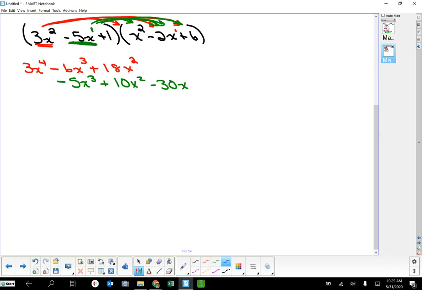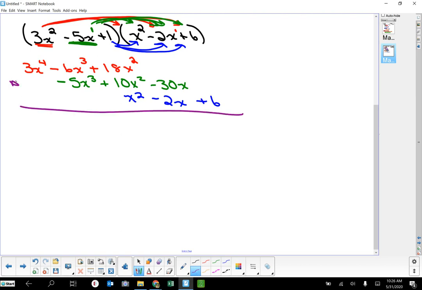Right? Now I'm going to take the 1 and multiply the 1 by all three terms in the next set of parentheses. Again, lining up based on the exponential value where your terms are going to go. So 1 times x squared is x squared. 1 times negative 2x is negative 2x. And 1 times 6 is plus 6. And then I'm going to draw a line underneath and add down.